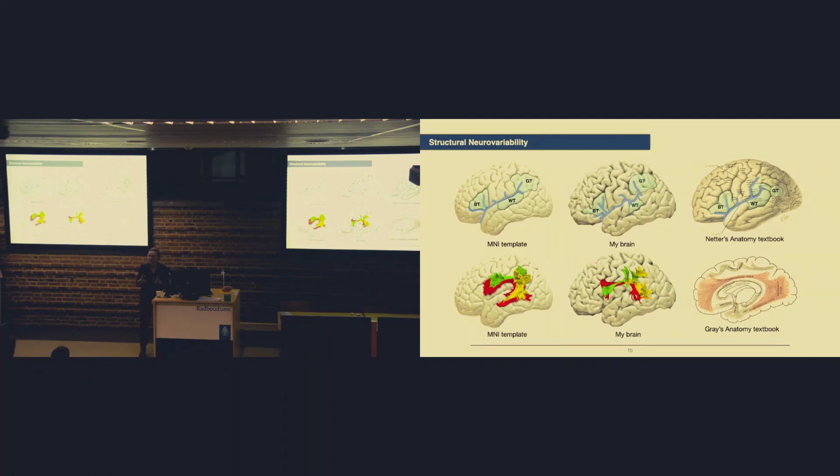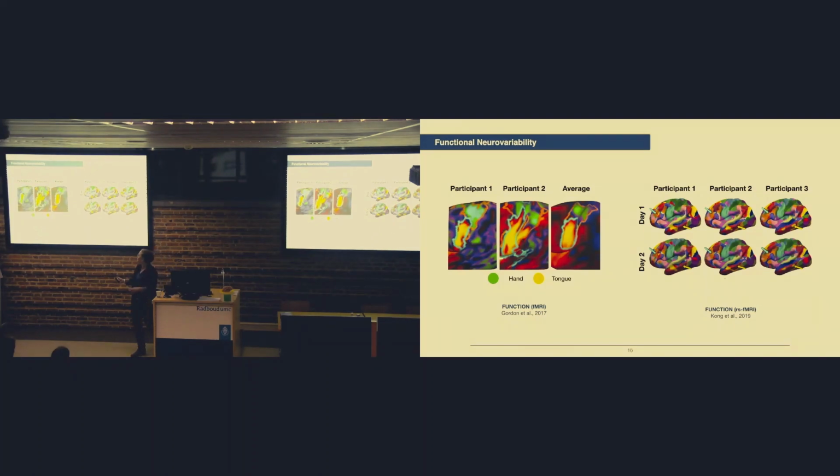Now, this is the structural variability, but you can also see that in functional imaging. So what you have here is a classical fMRI task where the participant in the scanner needed to move the hand or the tongue, and then you see the activations. And here in yellow, you see where the motor cortex for the tongue is, and in green-blue on the top here, you see the hand.